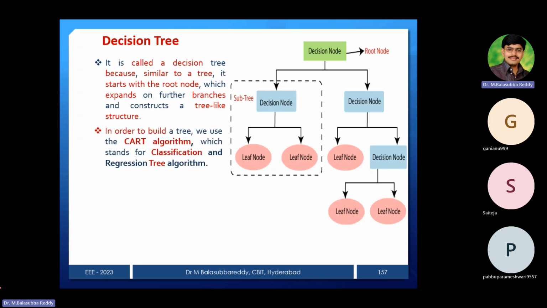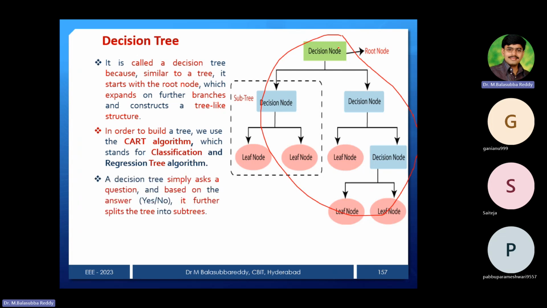In order to build a tree, how is this going to be developed? For that we have algorithms. In that, the CART algorithm is used, which stands for classification and regression trees. And a decision tree simply asks a question. Suppose this is a starting point: whether you are going to the gym or not. That is the final target. Here it will tell whether you are going to the gym or not based on these conditions.